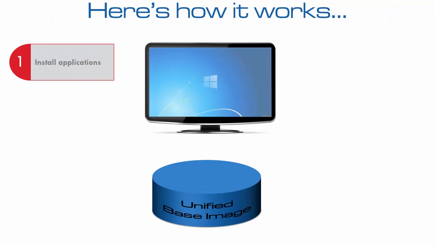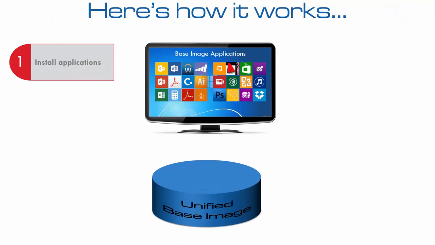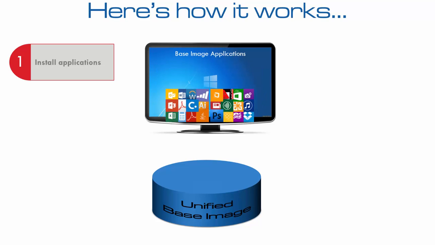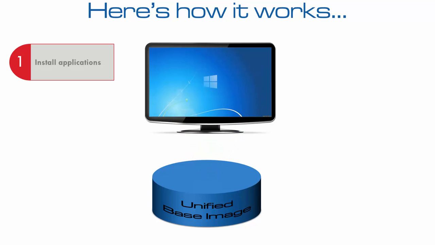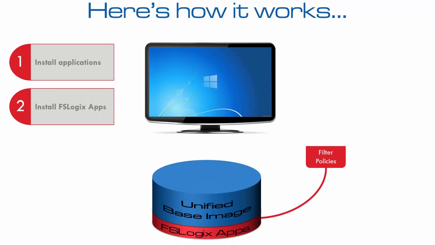First, install all applications and components that anyone in your organization may need into your unified base image. Note that this image may ultimately be deployed to a physical PC, a virtual PC, an RDSH environment, or public cloud infrastructure. Next, install FSLogix apps into the same base image. FSLogix works transparently with the file system to dynamically hide any component of the Windows image, including whole applications, registry settings, plugins, drivers, fonts, and more.